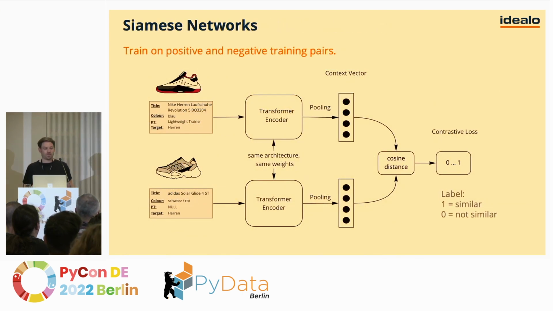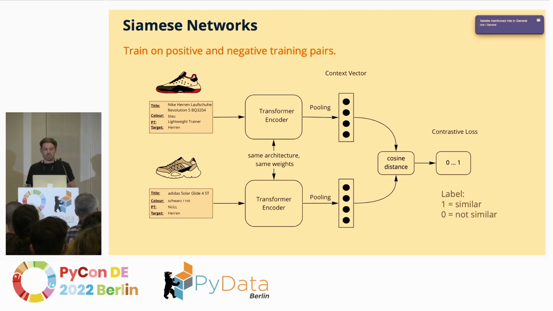We used Siamese networks for fine-tuning, and the Siamese network takes pairs of data samples as input, in our case offers. On the left side you can see two offers of shoes with title and some attribute values, and these offers are fed into our transformer encoder. Both models are identical, so they share the same architecture and the same weights and parameters, because we don't want a different representation for the same data that goes into those models. The output of our transformer encoder is a representation of our offer in the form of a vector, called the context vector, and now we can compare these vectors and measure their similarity.